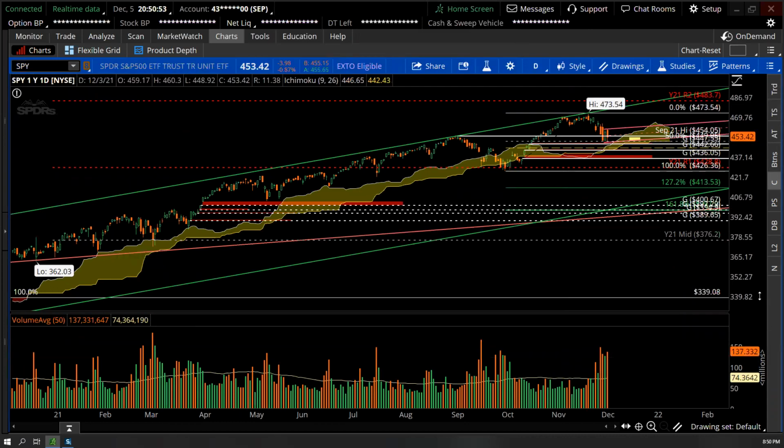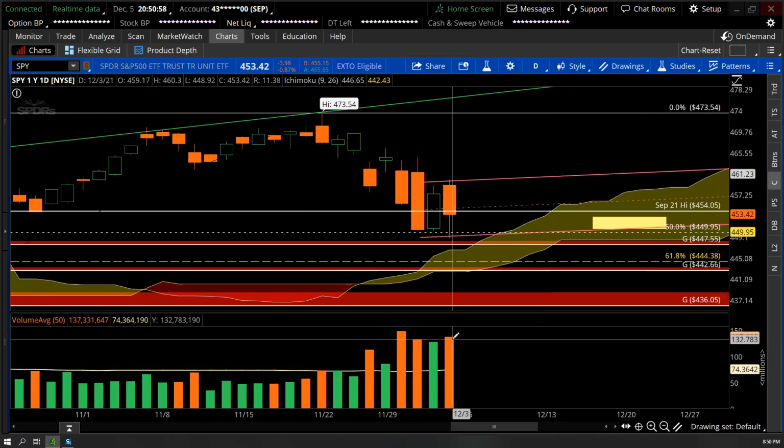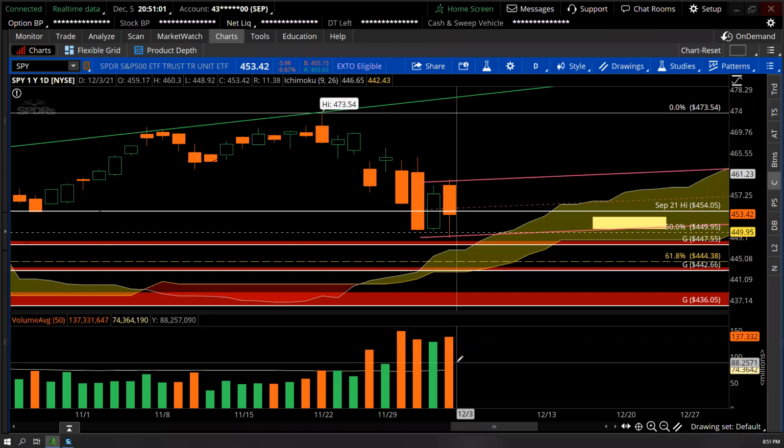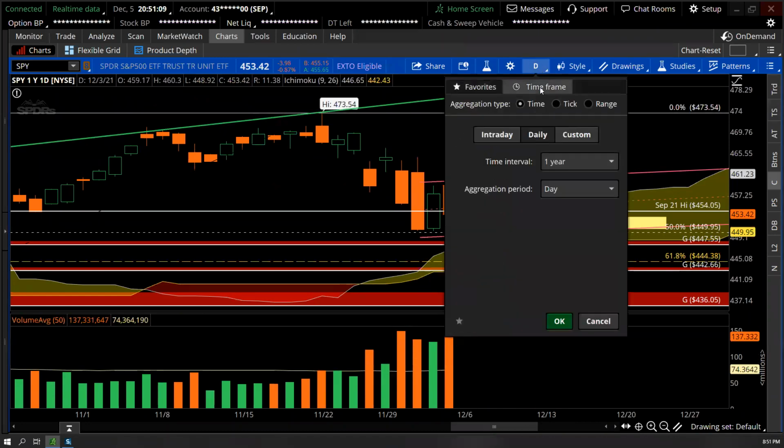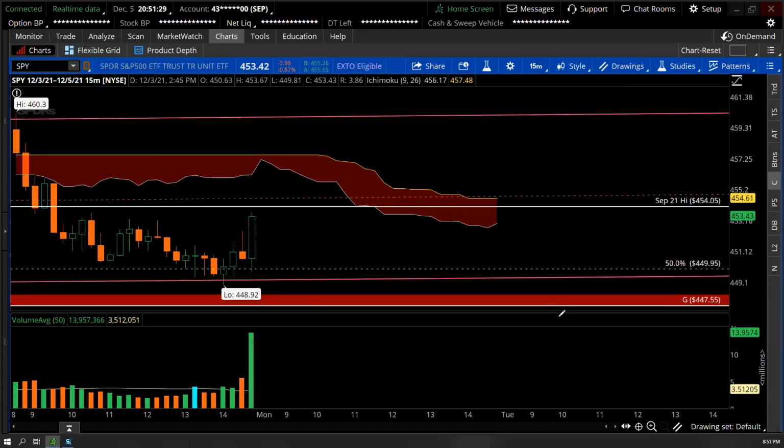Like today, you see the last candle is red, but in this last one, how much percentage is buy and how much percentage is sell? So for example, this Friday, there is a lot of volume, right? You have to set the time frame to custom and go to December 3rd, then go to intraday, and probably 15 minutes should be good. And then see how that volume is distributed.